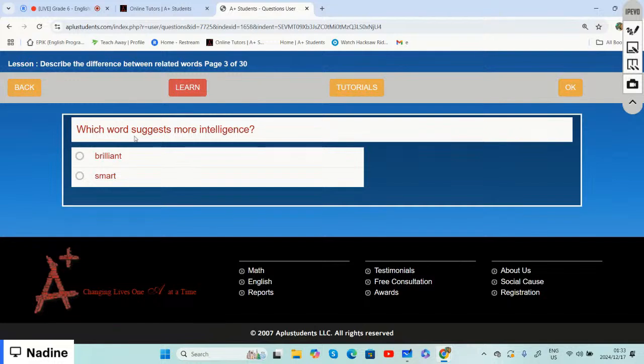All right, which word would you suggest is more intelligent? Being brilliant or being smart? Which is more intelligent? Brilliant or smart?